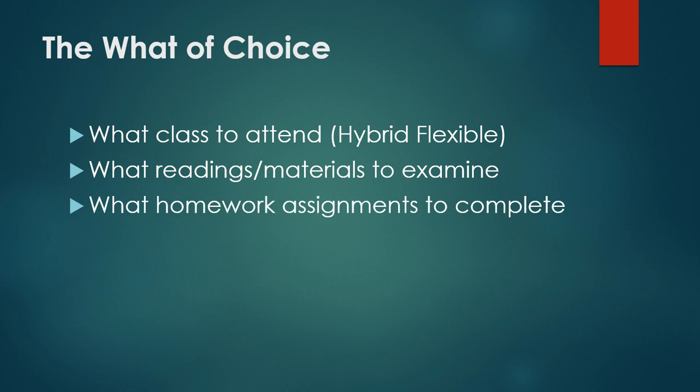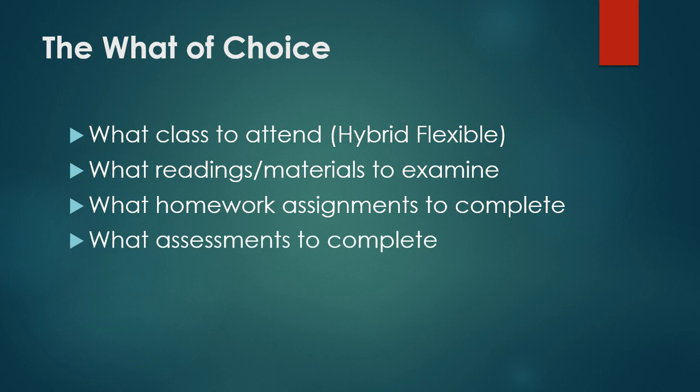So rather than just saying this is the homework assignment, you provide your students with 3 different options. You can write a journal reflection, or you can answer these questions, or you can in the next class give us a 5-minute explanation of what you've read. So again, this idea of finding different ways for students to demonstrate their learning and their understanding. And then what assessments to complete.